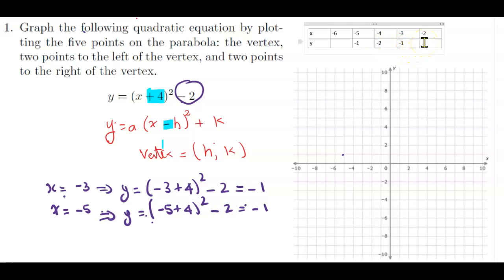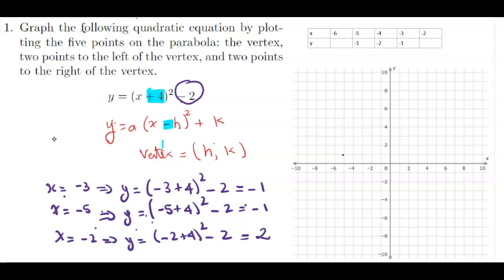Now I'm going to go with minus 2 and figure out the value, and that value will be the same eventually for minus 6. So for x equals minus 2, y equals minus 2 plus 4 squared minus 2. Minus 2 plus 4 is 2, 2 squared is 4, 4 minus 2 is 2. If this value is 2 here, the other value would be 2 as well. So now the hard part is done.